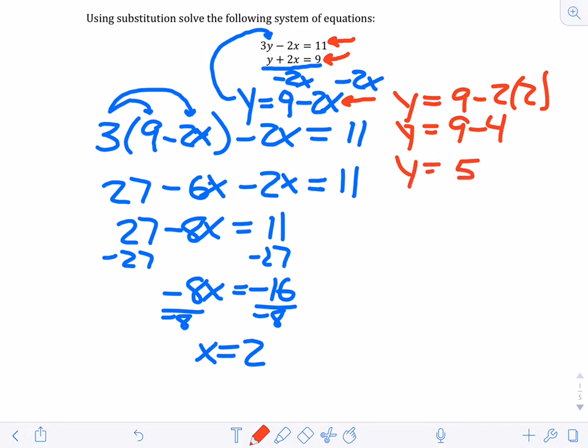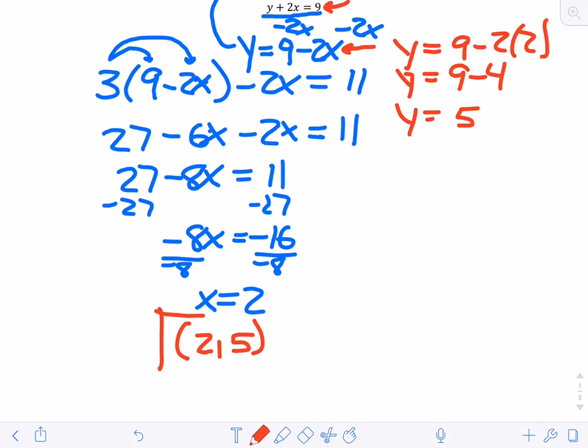Now good, we've got our solution. x is equal to 2, y is equal to 5. However, we can't just leave it like this. When we're solving systems of equations, we need to write this as an ordered pair. So, we write (x, y), or (2, 5), and this is our final solution. Always remember to put it in an ordered pair, and don't just leave it as x equals and y equals.